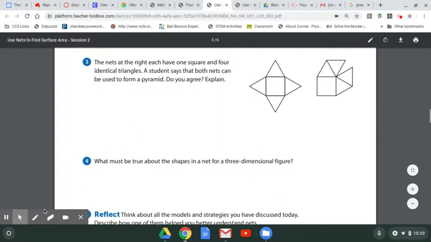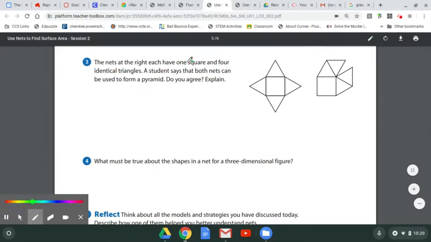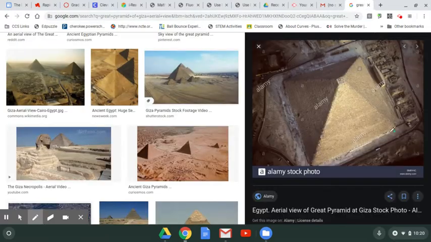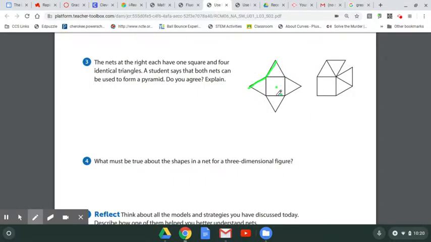So number 3. The nets at the right each have 1 square and 4 identical triangles. A student says that both nets can be used to form a pyramid. Do you agree? Well, this one, of course, would each fold up into the middle at the top, like the aerial view that I showed you. So this one definitely would work.